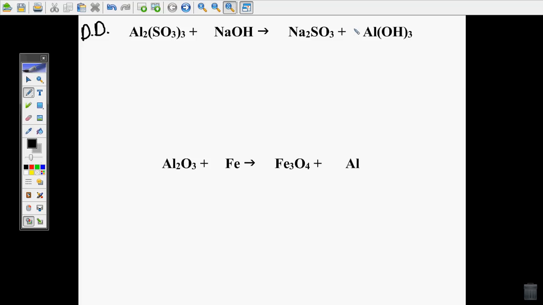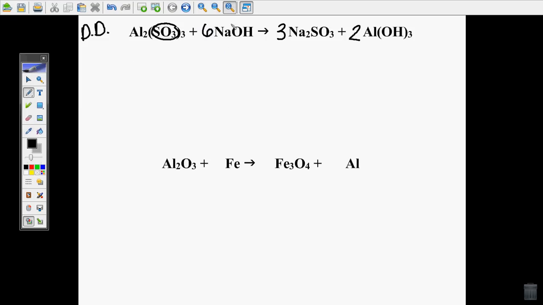1 aluminum here, so I need to put a 2 in front. Then I have sodium. I have 1 sodium on this side, 2 sodiums on this side, so I need a 2 over here. And then I'm going to balance my polyatomics as a unit. So I have 3 sulfites here and just 1 sulfite here, so I need to put a 3 right here. Well, that changed my sodium. Now I have 6 sodium, so I need to go back and put a 6 here.